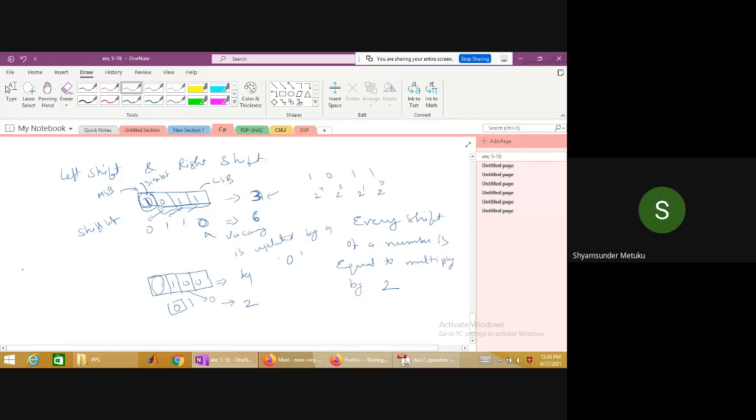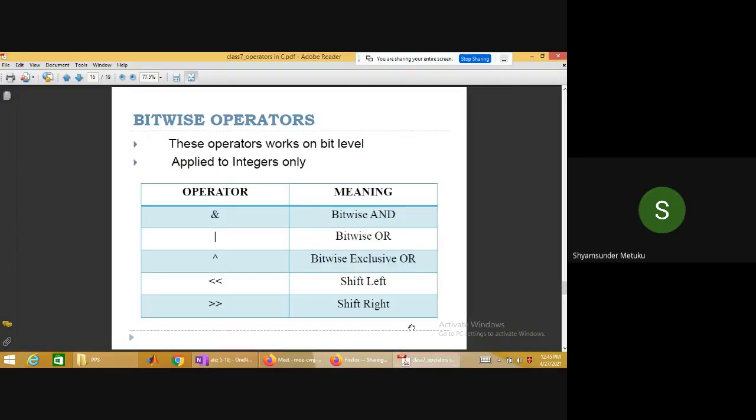So again you try to remember: every right shift of a number is equivalent to what? Division or multiplication? Division. This you must remember. Okay. So here also we are working on bits only, no? Bits are important. Yes or no? Yes, sir. Okay, let me go back to our PPT.